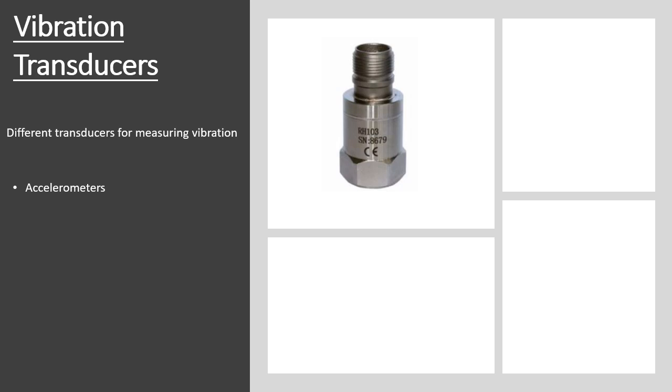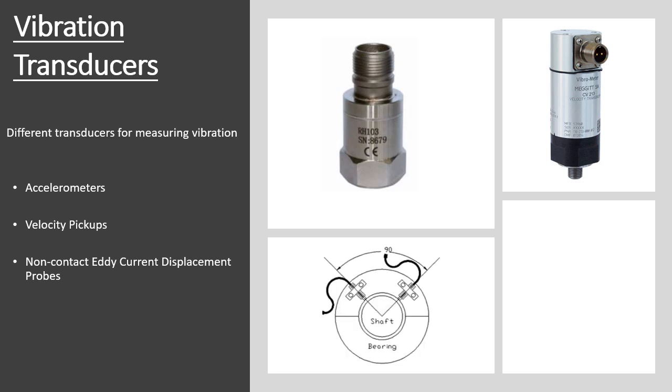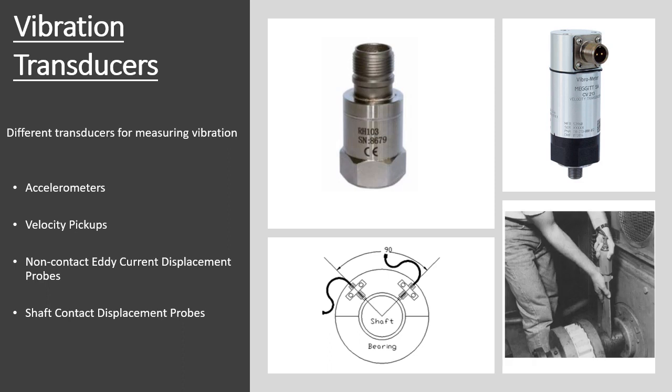This accelerometer measures the vibration in terms of acceleration from the rotating machine components. The second one is velocity pickups, which measure the vibration in terms of velocity from the machine components. The third one is non-contact eddy current displacement probes. These probes are mainly used for measuring shaft vibration in fluid film bearings in most turbomachinery, and they normally measure displacement. The last one is shaft contact displacement probes, which are the older methods of measuring displacement by the contact method.